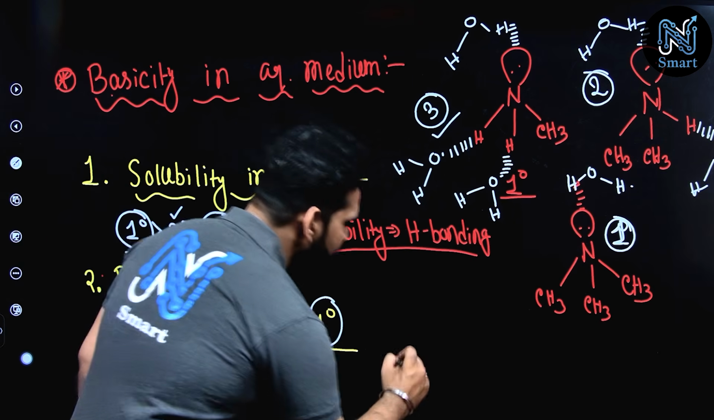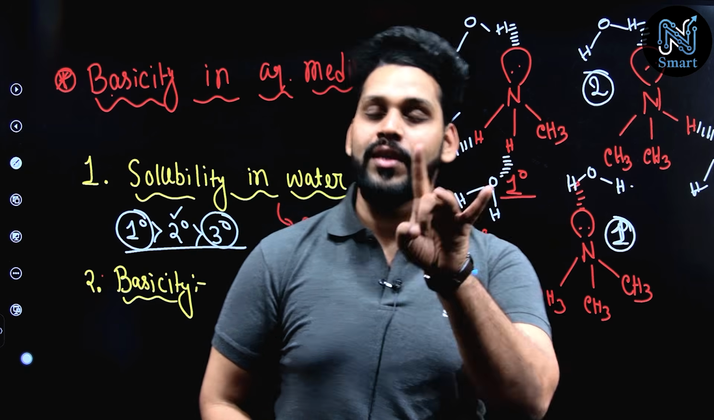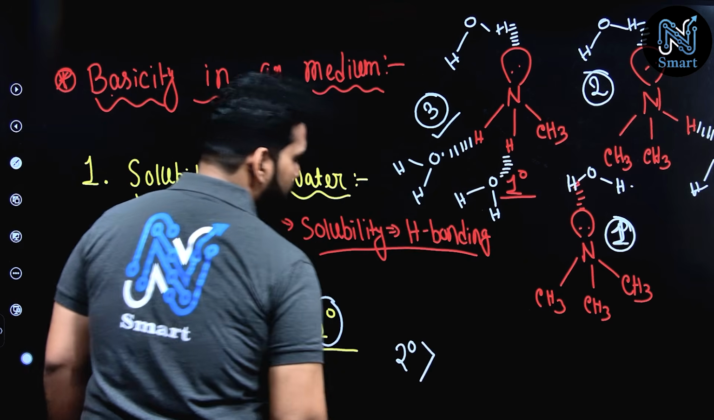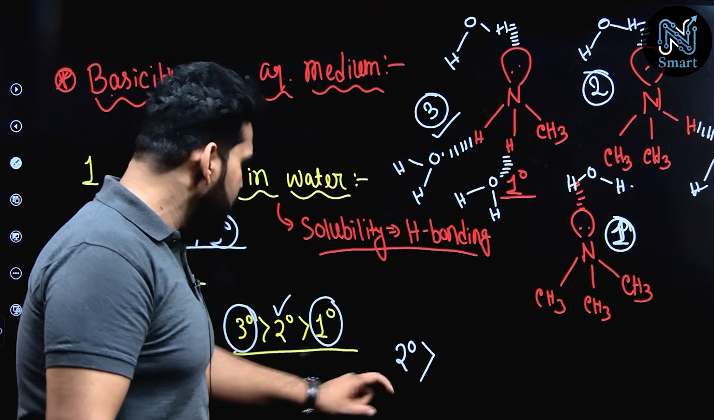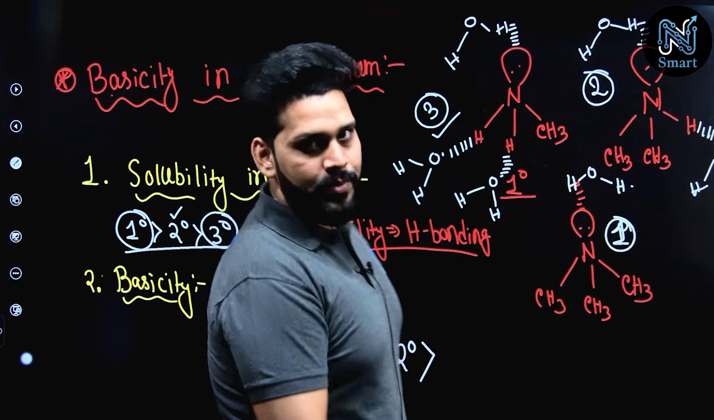So the final answer will be 2 degree amine because it can be soluble in water. Also it can show basicity, correct? So 2 degree will be winning. Now the next question is who will come next, whether 1 degree or 3 degree will come next after 2 degree. So that depends on the alkyl group that you have, guys.